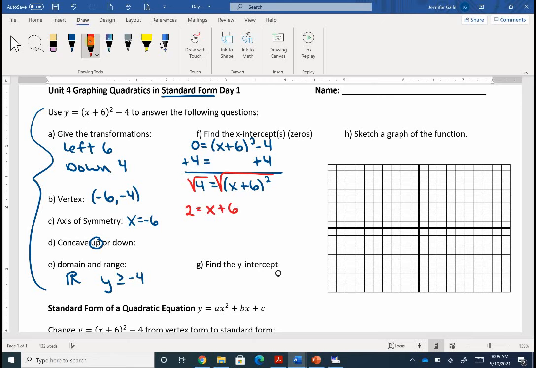Also, most of us on the test did do the positive and negative cases with our square root, but not everybody. So a few of us aren't quite there yet with that. Square root of 4 could be 2. It could also be negative 2. So make sure you have both. So we're going to have negative 4 and negative 8.